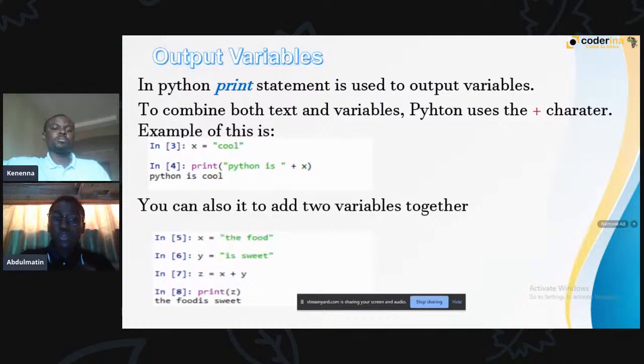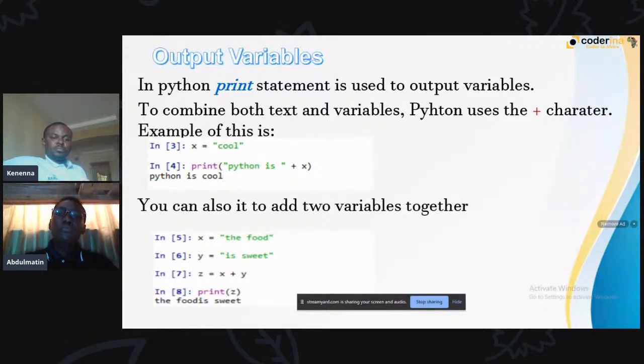I say x is equal to the food, then y is equal to is sweet. Then I say z is equal to x plus y, which is saying that I add whatever is inside x, which is the food, which is a string, and add whatever is inside y, which is sweet. Once you add both of them together, store it inside z. After storing it inside z, I'm telling it to print out z. So whatever is inside z now, print it out for me. Let's see what is inside z. So now it's going to print out the food is sweet.